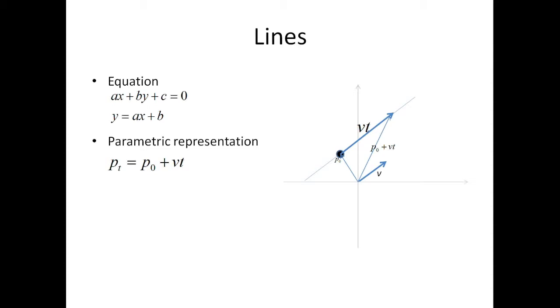The vector representation is often easier to use. If we have a point P0 and a direction vector V, then any point along this line will be represented as P of t equals P0 plus Vt.